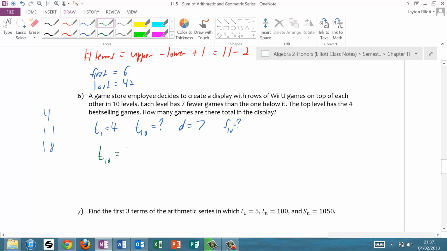T of 10 is equal to T of 1 plus 10 minus 1 times 7. 9 times 7 is 63, plus 4 is 67. 67 games on that bottom row. So then we do S of 10 is equal to 10 over 2 times T of 1, which is 4, plus T of 10, which is 67. And I have 5 times 71, which is 355.